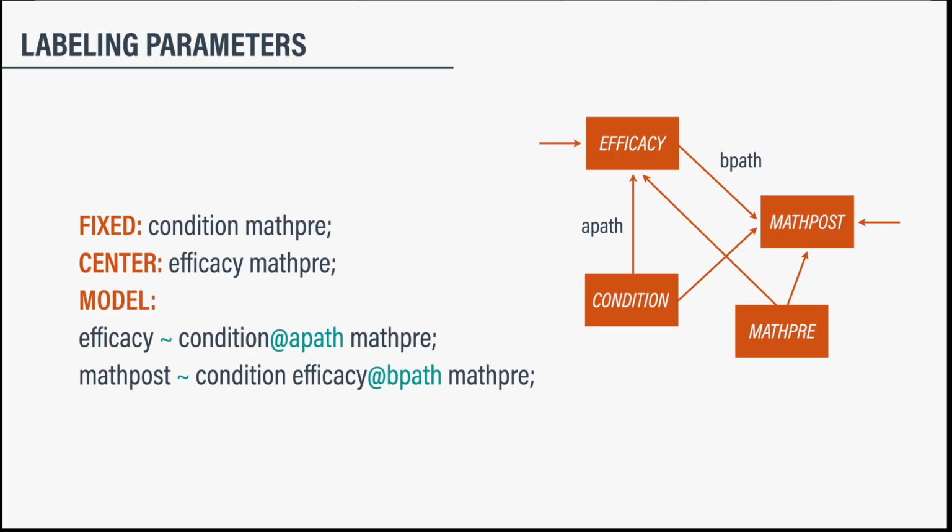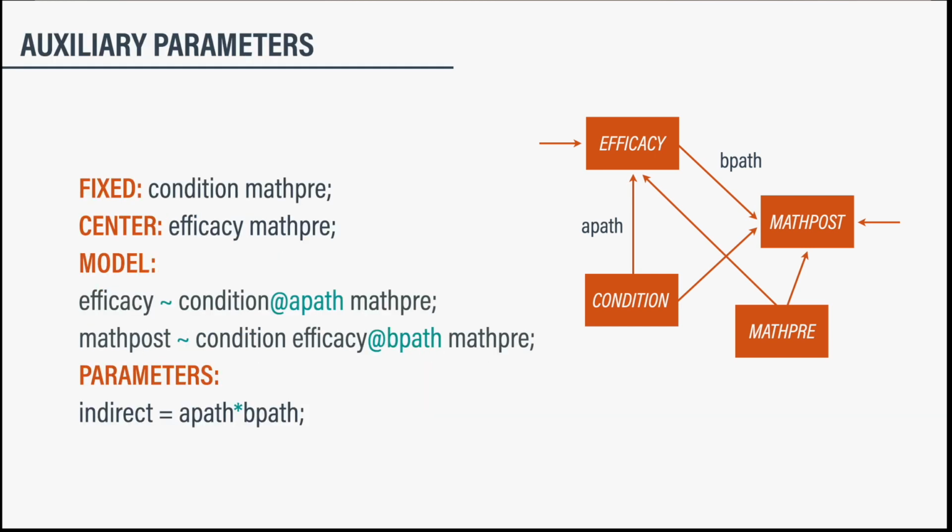In this example, I use the @ symbol to name a pair of regression coefficients A path and B path. I use these labels to reference the two slopes in subsequent commands. For example, here I use the parameters command to define a new slope coefficient called indirect that equals the product of the two mediated pathways. This new parameter has a distribution that naturally varies as a function of its component pathways.